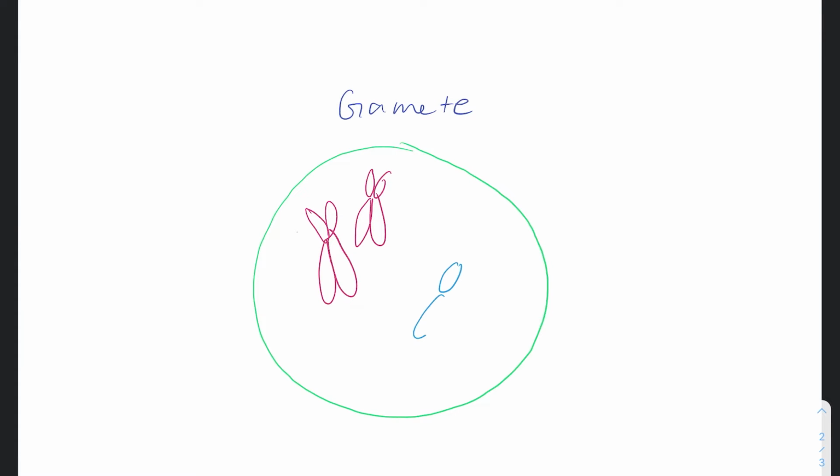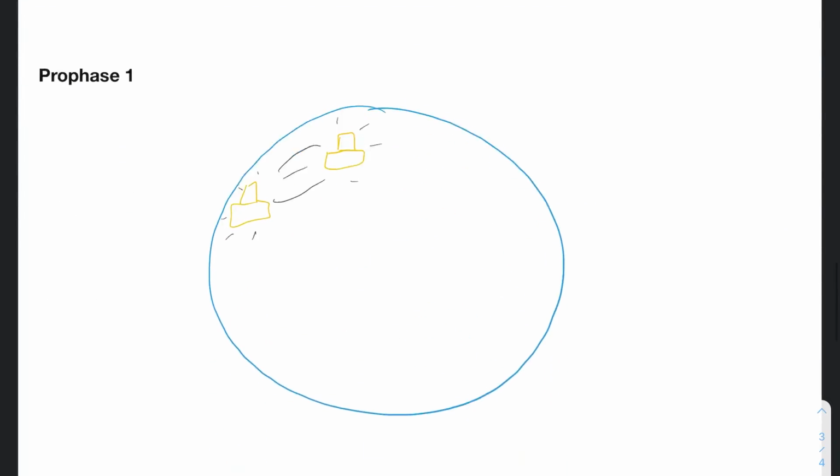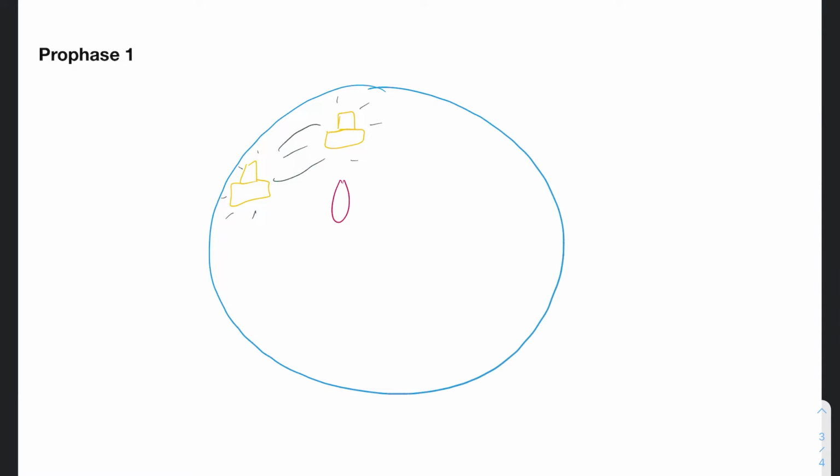Here I'm drawing out 4 chromosomes, 2 of each to represent each contribution from each parent. The first phase of meiosis is prophase 1, where the centromeres start to form their spindles and the like chromosomes pair up with their homologous pair and cross over. This is where the chromosomes swap genetic material.